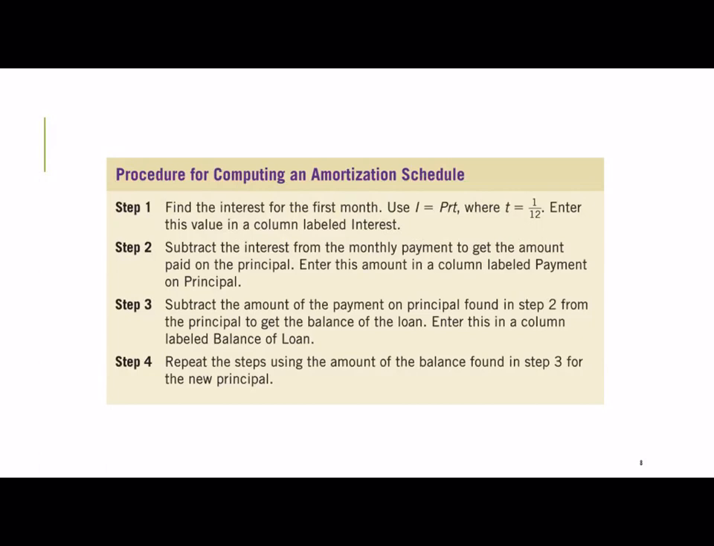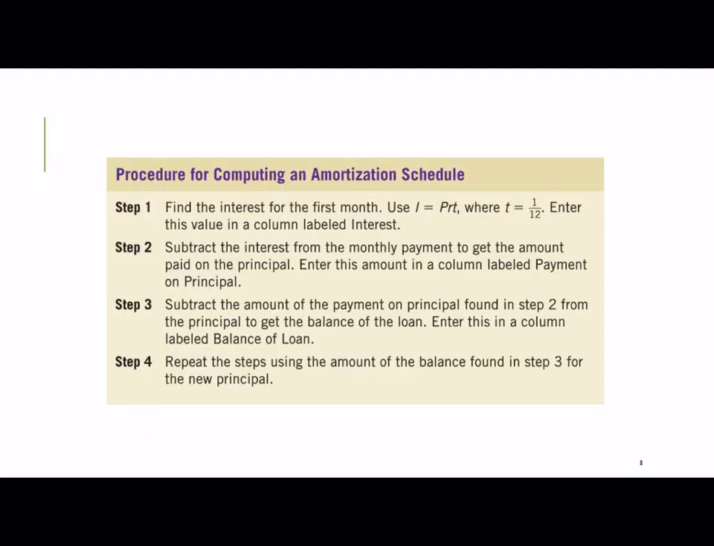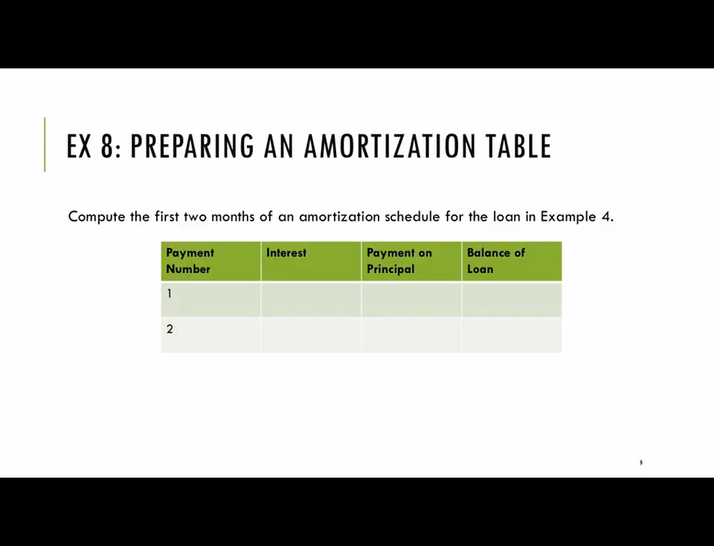Next step would be to subtract. We'll find the interest for the first month. Then we subtract that from the monthly payment, and whatever's left would go towards principal. And then the last step, to find the balance of the mortgage, we'll take that amount that was paid towards the principal and subtract it from the principal and see what's left that we owe. Then we just repeat, but we'll keep using the balance, whatever's left on the mortgage, as the new principal when we go into the next step.